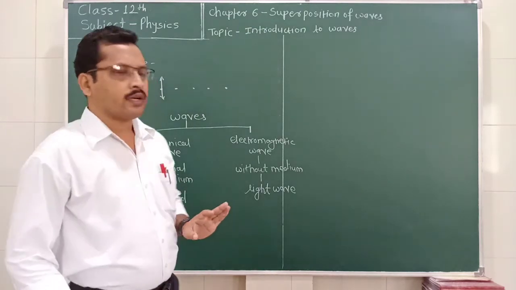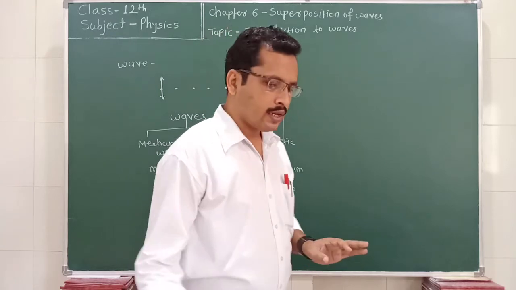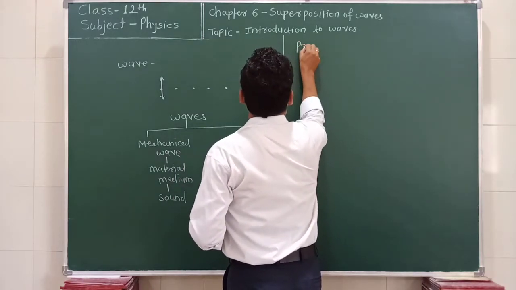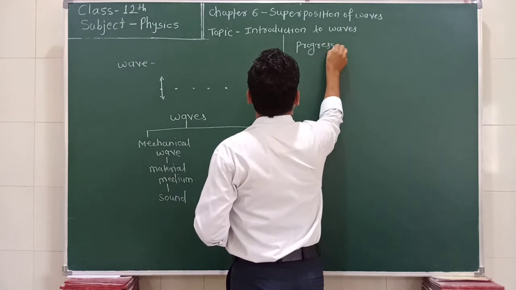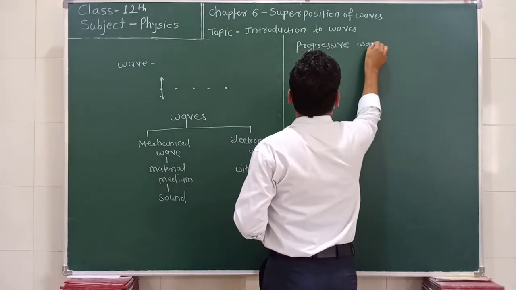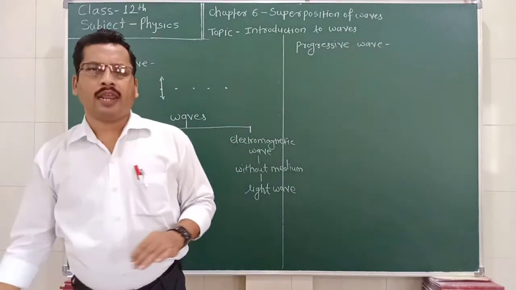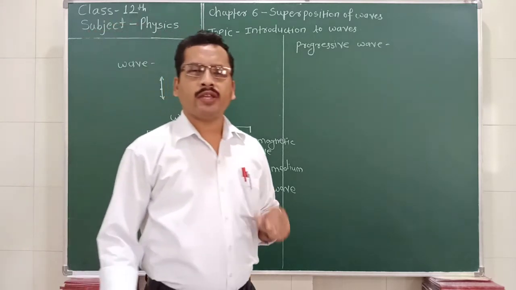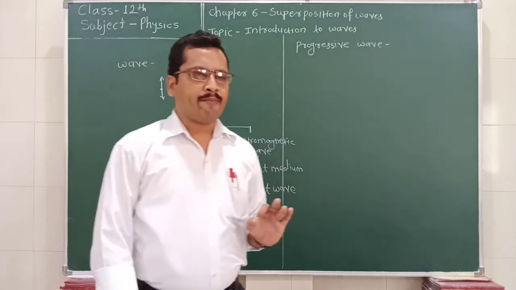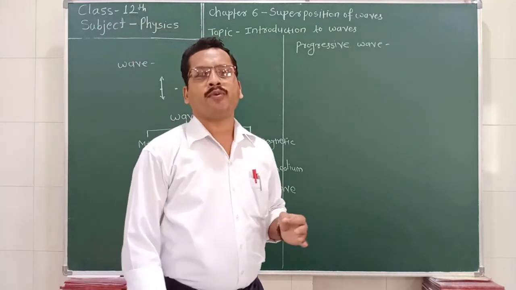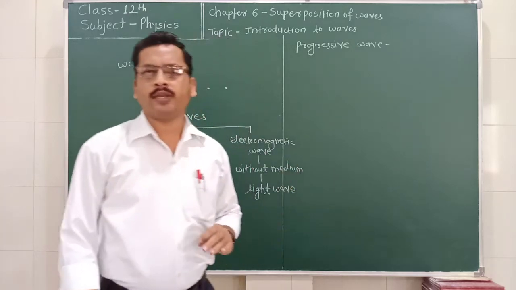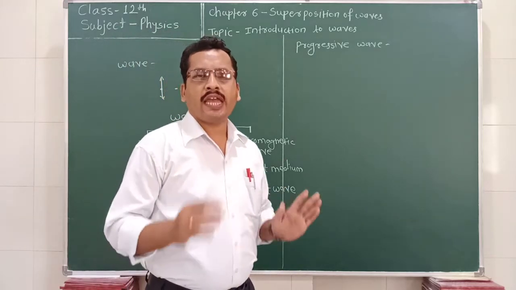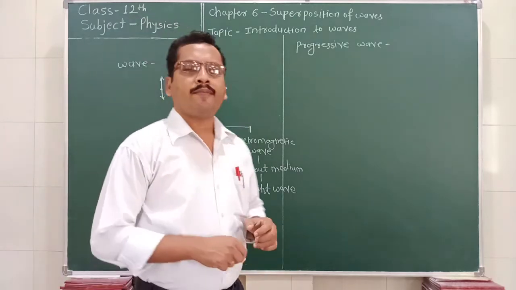So what are mechanical waves? What are the properties of a mechanical wave? We are going to discuss that here. First of all, we see what a progressive wave is. As the name indicates, a progressive wave means a wave which travels in a given direction without any obstruction, without any damping. Such a type of wave is called a progressive wave, meaning a wave which travels from one place to another without losing energy.